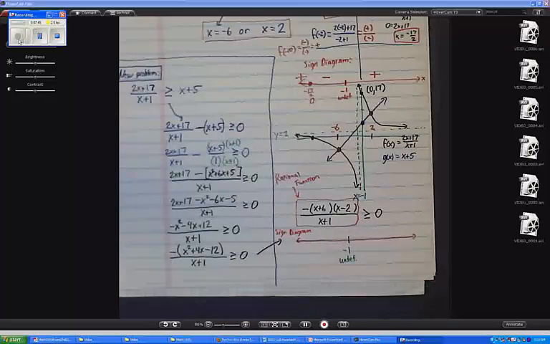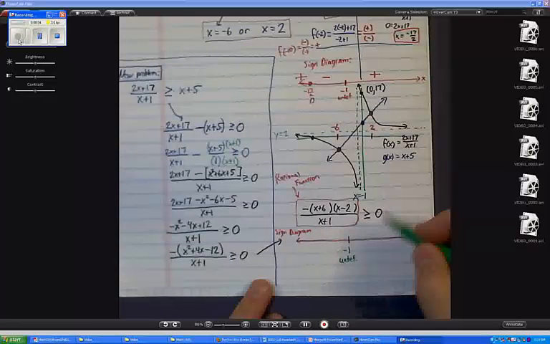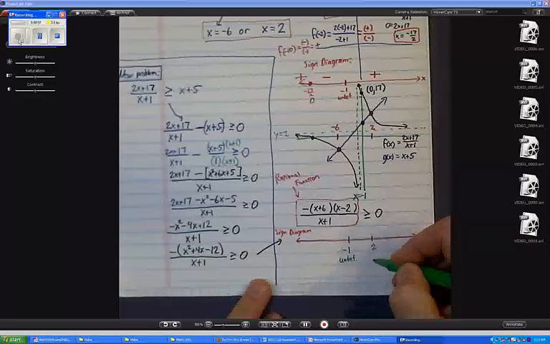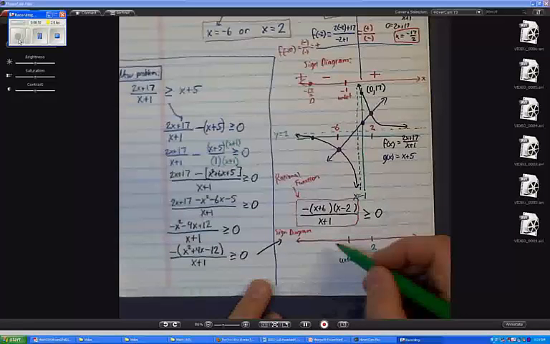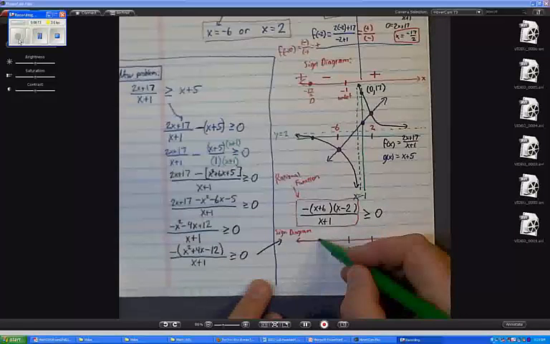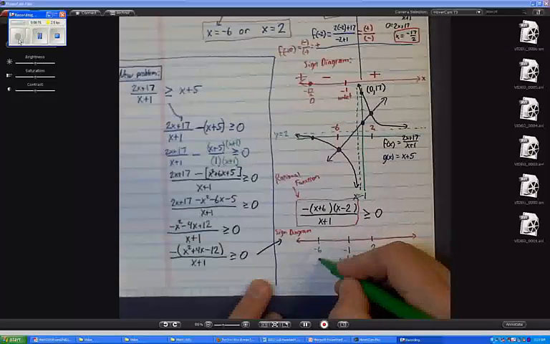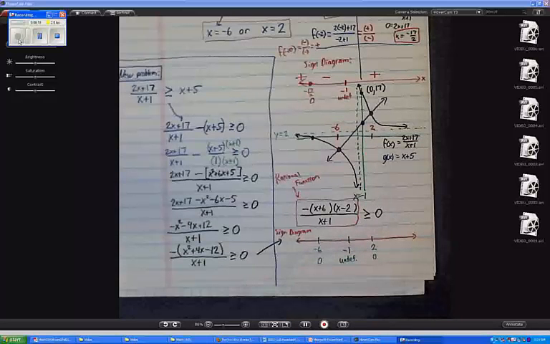Any others you think I should list on my sign diagram for this rational function? Yeah, what about 2, for instance? What happens to this rational function when you plug in a 2? It makes it 0. So I'm definitely going to put 2 because that output is 0. And I'm definitely going to put -6 because that output is 0. So it looks to me like there are 4 intervals that I want to check.